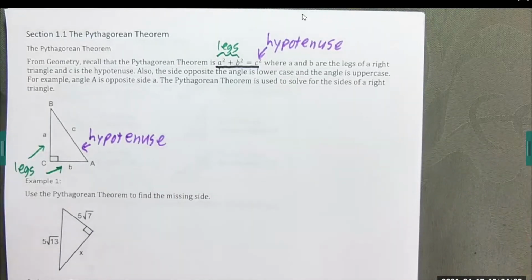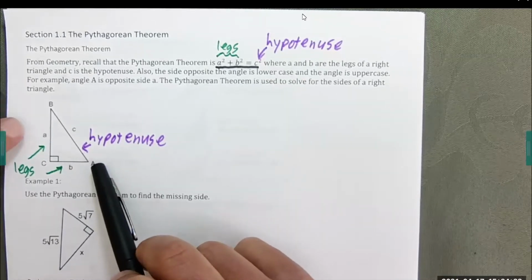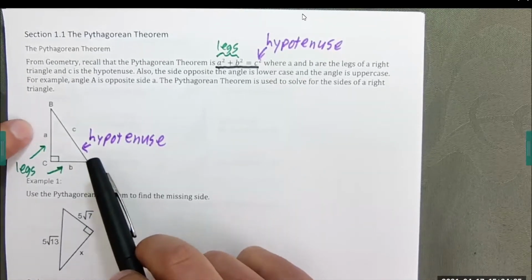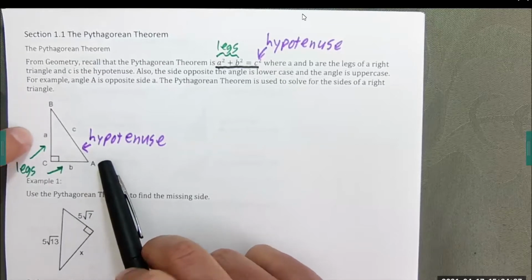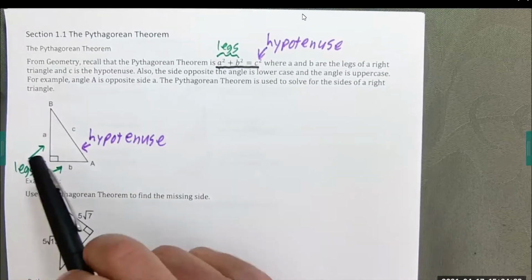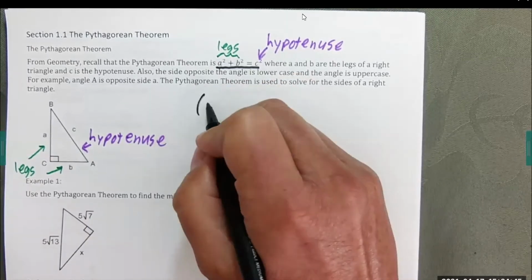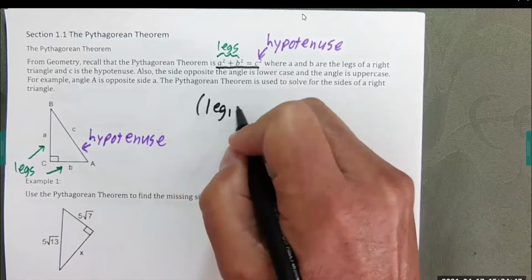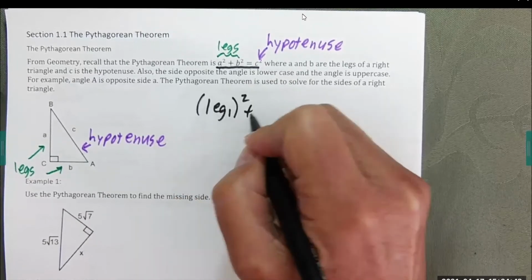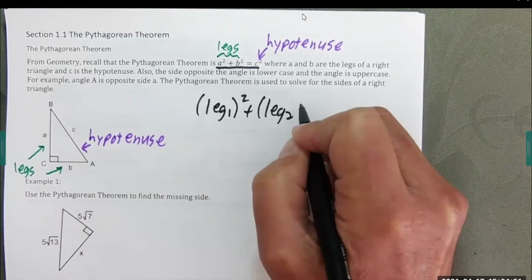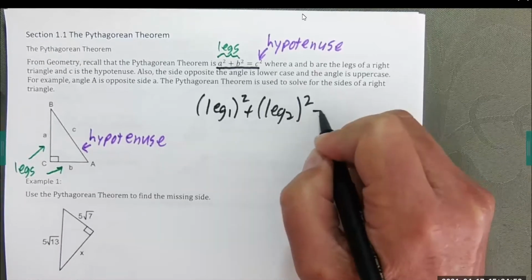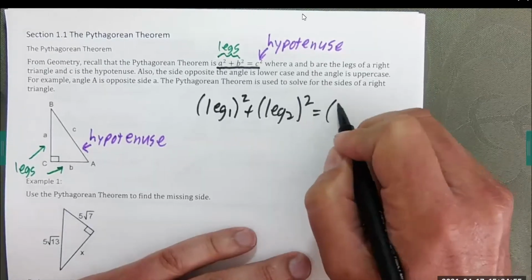This triangle here is a pretty standard one that we'll have throughout the semester. It's uppercase and opposite is the lowercase. So the uppercase represents the angle, the lowercase represents the length of the side. So you can see C is opposite of c, B is opposite of b, and so on. So sometimes it's written like this. The first leg squared plus the second leg squared equals the hypotenuse squared.